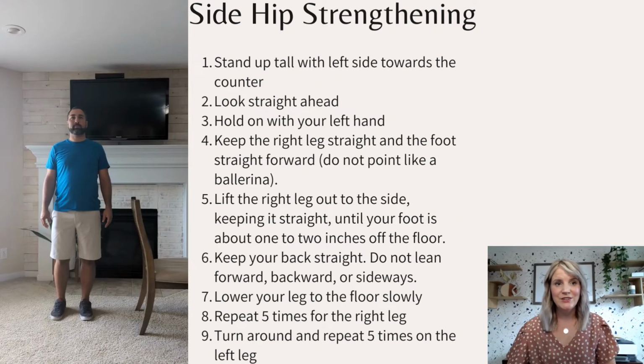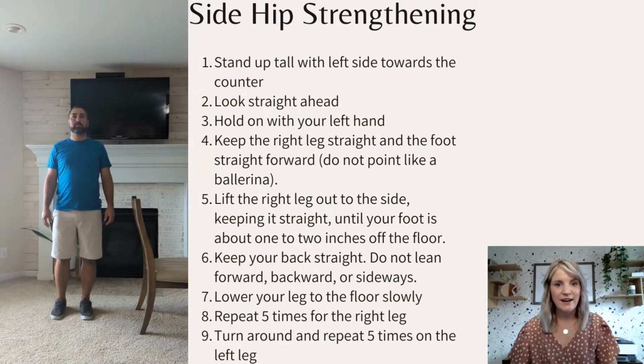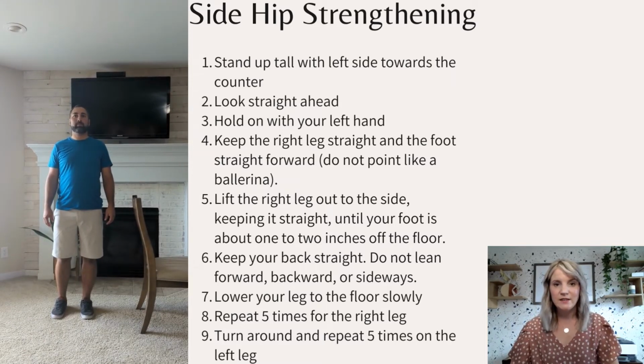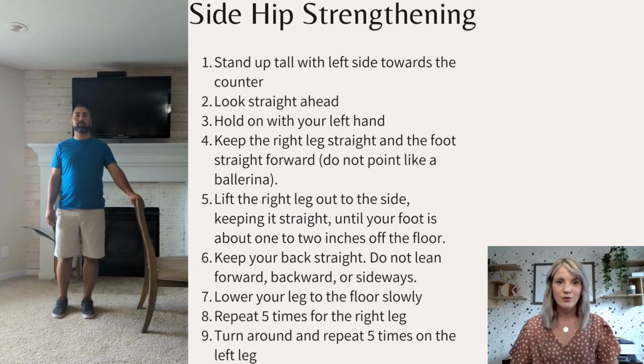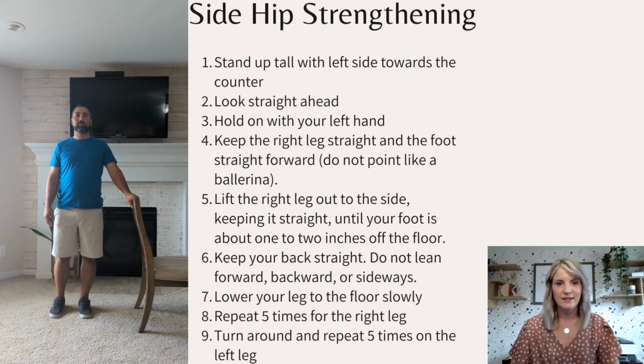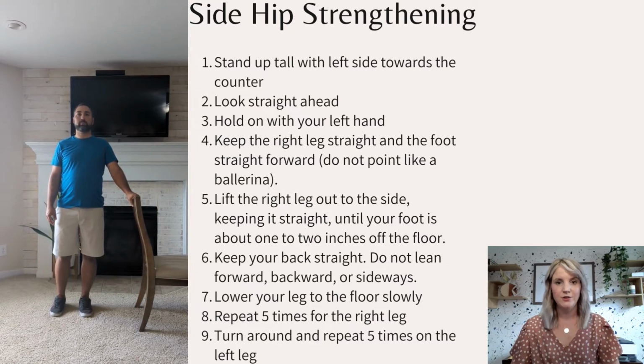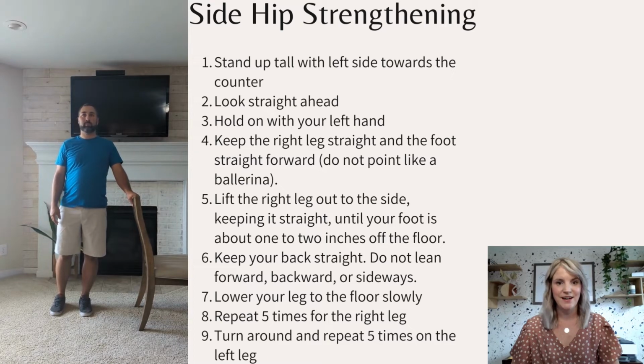Here is the first strengthening exercise. Again, strengthening exercises are to be done every other day, not daily. So this is the side hip strengthening exercise. You're going to stand up tall with left side towards the counter. Look straight ahead and hold on with your left hand. Keep the right leg straight and the foot straight forward. Do not point your toes like a ballerina.